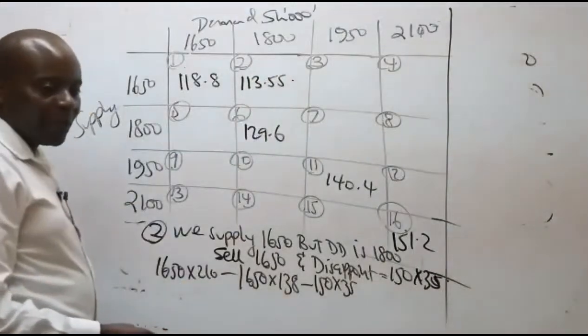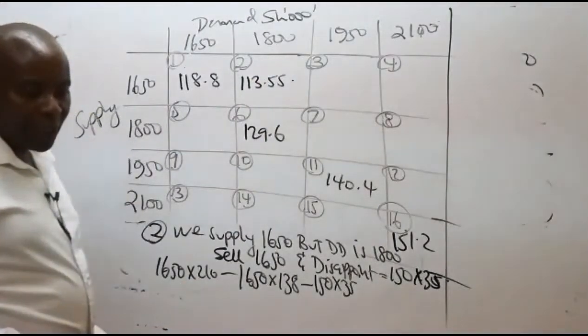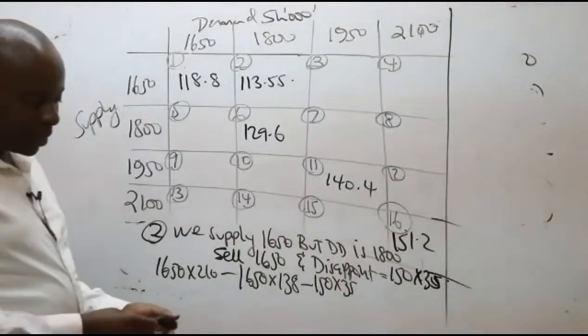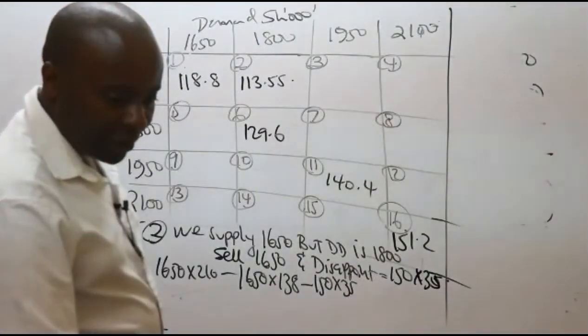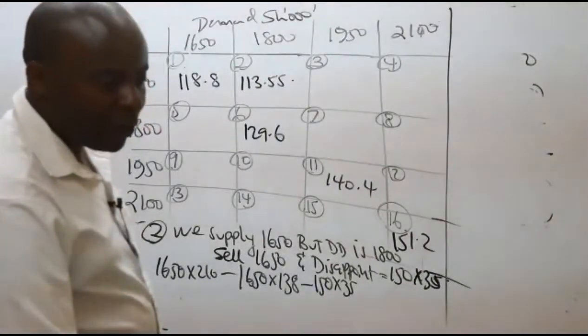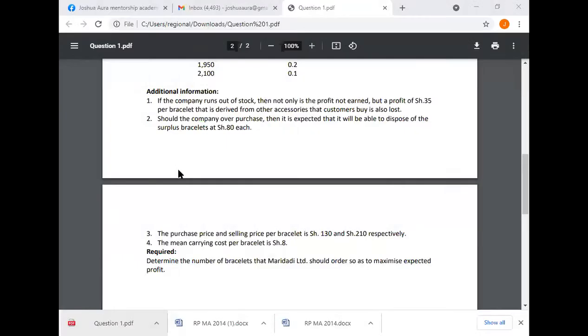Now, ladies and gentlemen, could we kindly go to number 3? What about 80? Let me see the 80. The 80, Omar, will not apply in this regard. The 80 applies when the demand is less, when you have got an oversupply. We are told in number 2, should the company overpurchase, then it is expected that we'll be able to dispose of the surplus bracelets at 80.